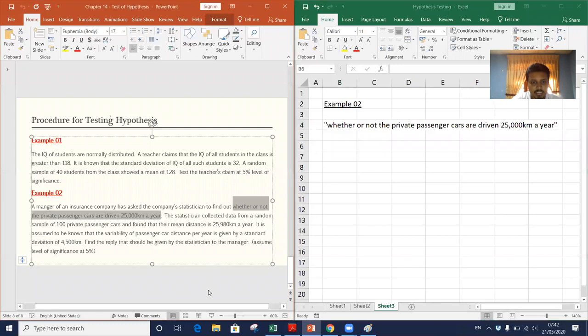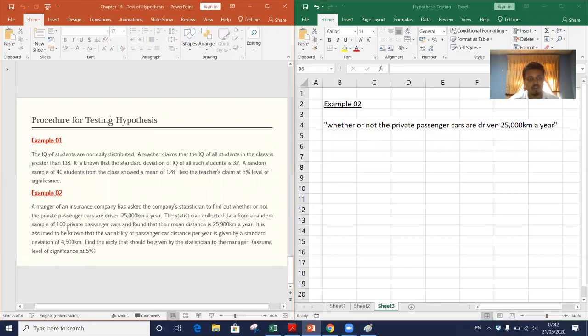The statistician collected data from a random sample of 100 private passengers. It means the sample size is 100. And found that their mean distance is 25,980 kilometers. It is assumed to be known that the variability of passenger car distance per year is given by a standard deviation of 4,500 kilometers. Find the reply that should be given by the statistician to the manager.